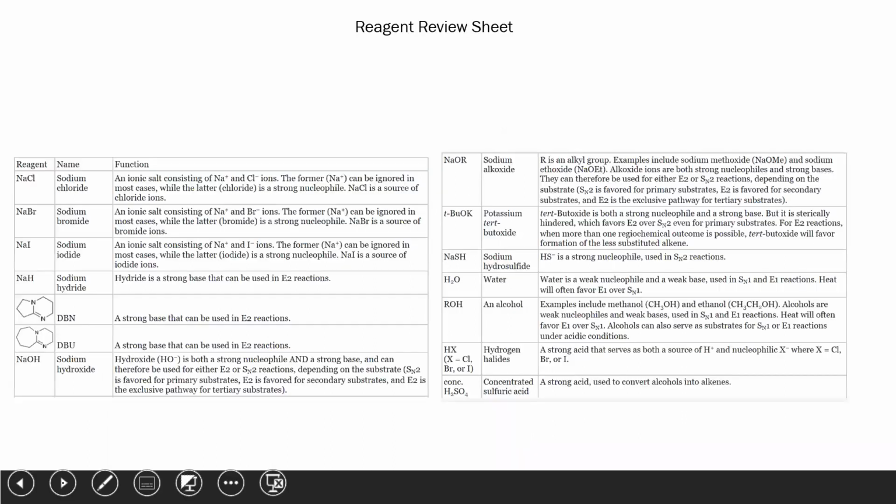Okay, so that's all the practice problems I had for you. This is kind of a quick little overview of some of the reagents that are covered in Chapter 7. So I thought that'd be a good review.